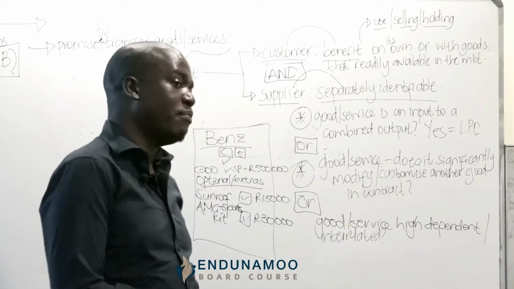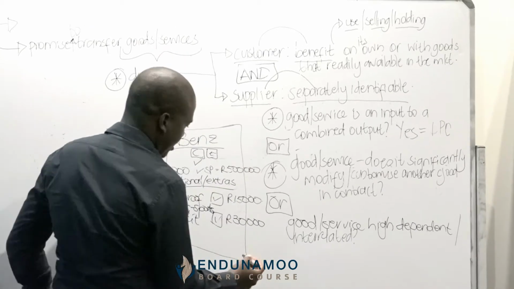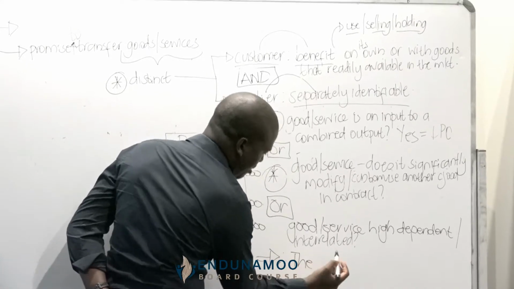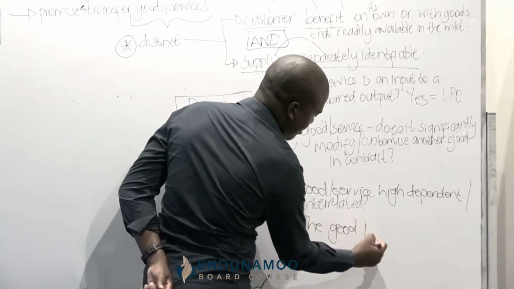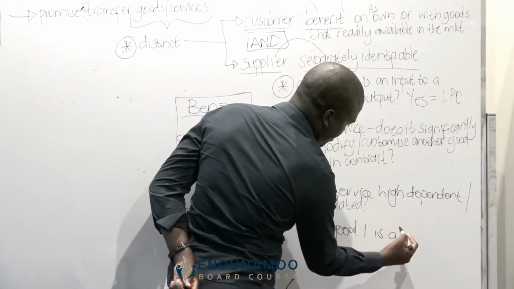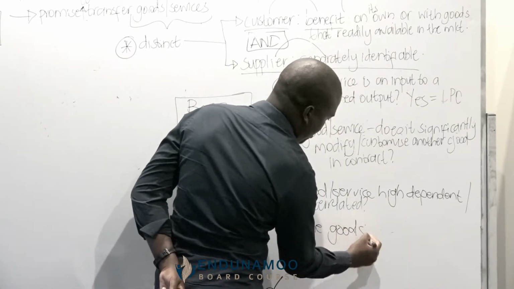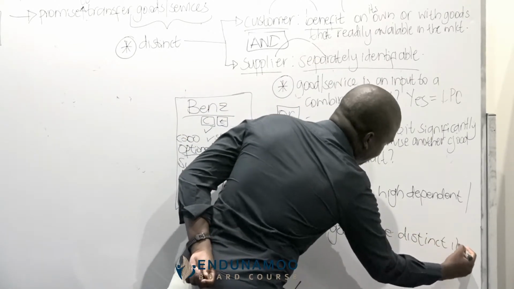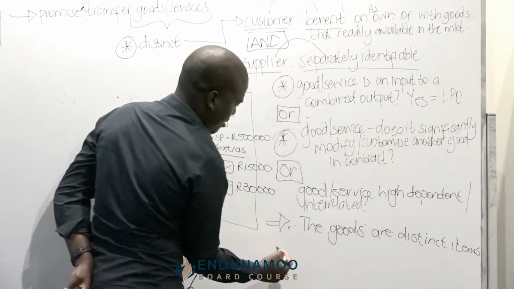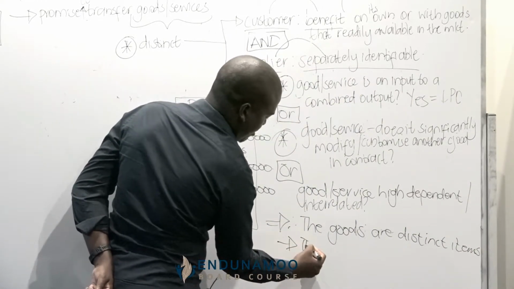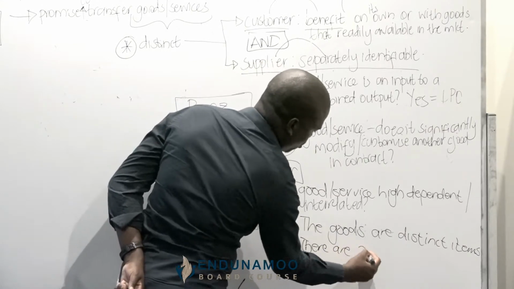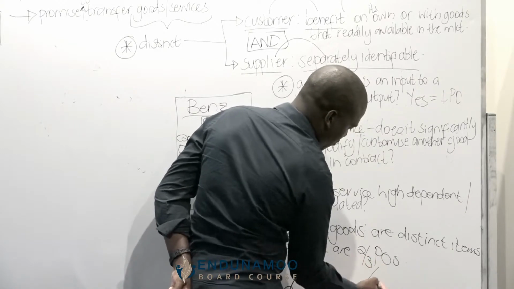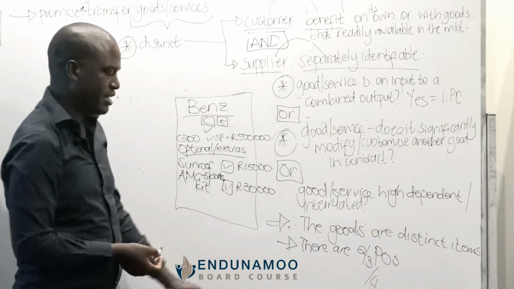And do not forget about the last mark. The last mark is to say, therefore, the goods are distinct items. There are two performance obligations, or three or four, depending on your answer. But that's how you conclude.